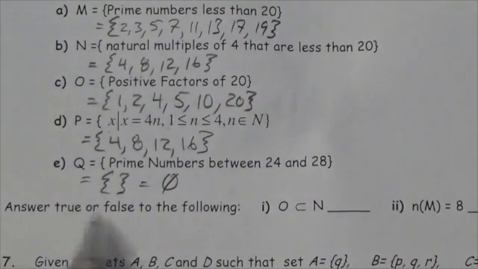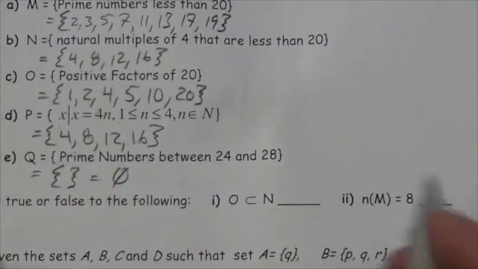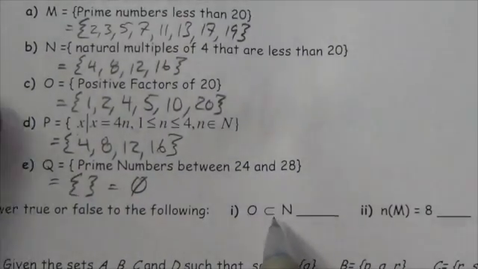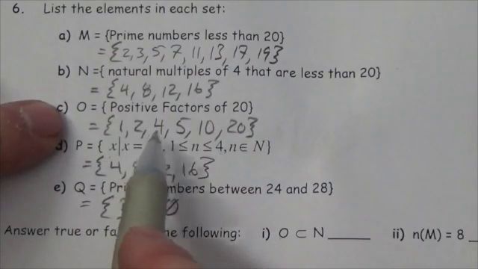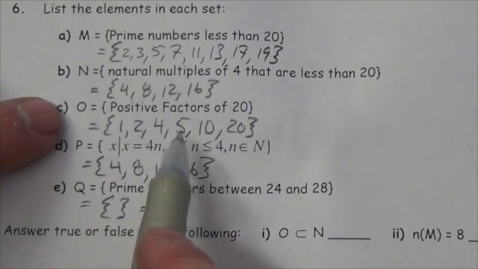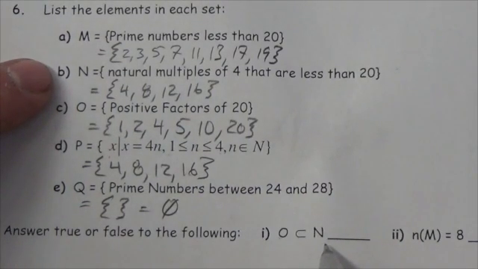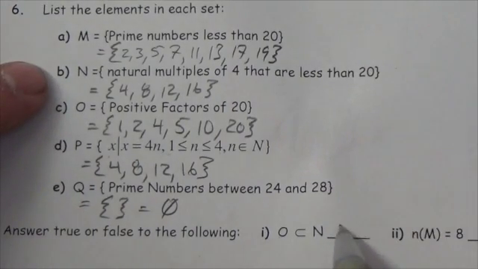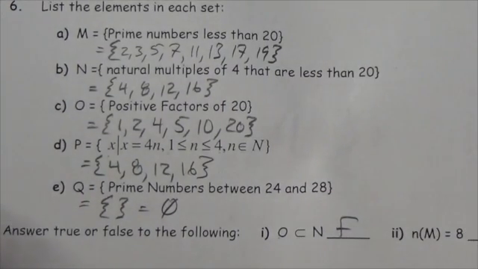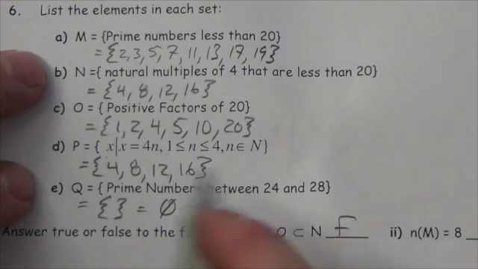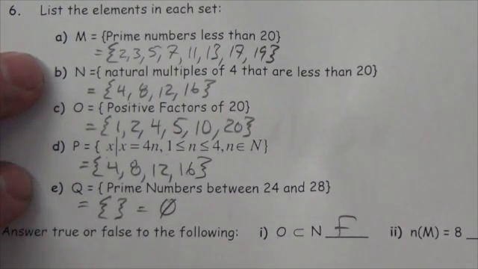Now here we go. Answer true or false to the following. Is O a subset of N? Now O is 1, 2, 4, 5, 10, 20. Well, N is 4, 8, 12, 16. No, that is not true. O is not a subset of N. In fact, O is bigger than N, so it can't work like that.